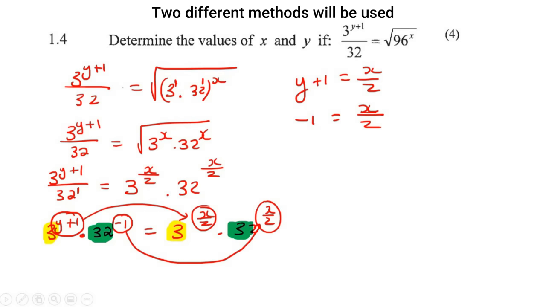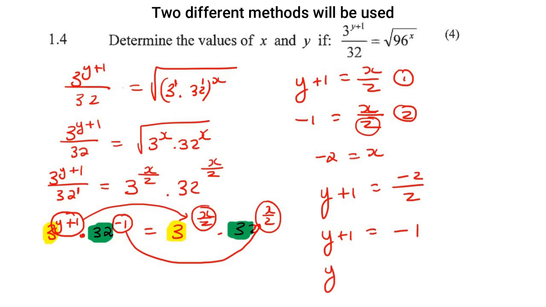Okay. So this is your equation 1, this is your equation 2. You don't have to do a simultaneous, because if you look at this equation, you could get x completely alone. You could multiply the 2 over to that side, so x would be equal to negative 2. Then you could use that x answer in this equation. So y plus 1, this is quite an interesting question, I won't lie. So y plus 1 is equal to negative 1, and so y is equal to negative 1, take away 1, and so y is negative 2.